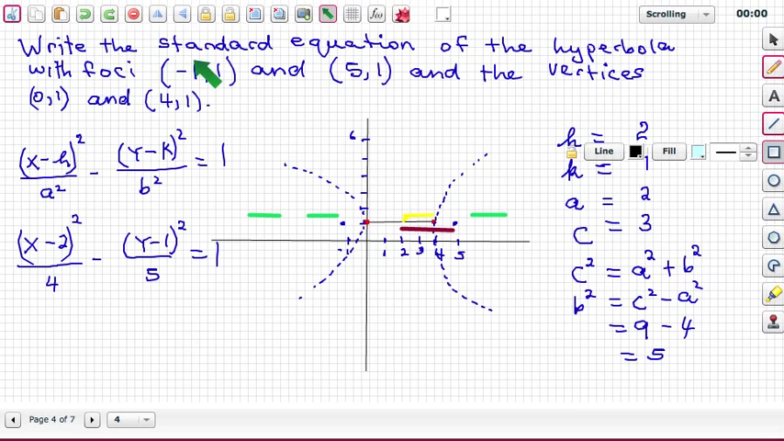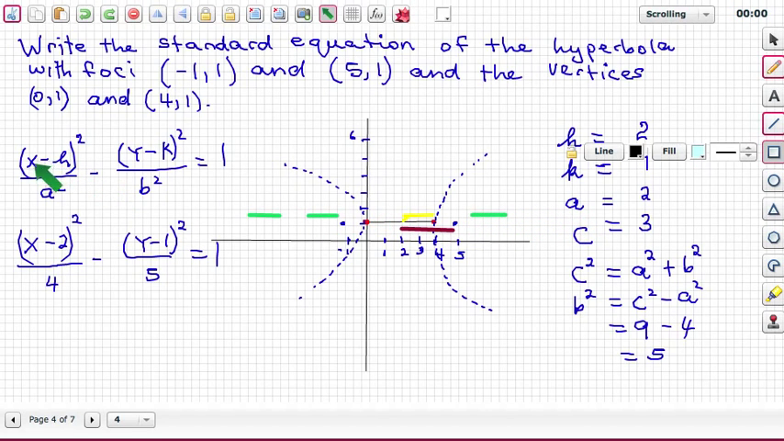Here's a question. Write the standard equation of the hyperbola with the foci (-1, 1) and (5, 1), and the vertices (0, 1) and (4, 1). So again, I will sketch out my x and y axes, and I want to put my given points first. So I know that the foci are (-1, 1), and here's one point here, and the other focus is (5, 1). The vertices are (0, 1), it's the red one here, and (4, 1). And I know that the foci have to be inside the hyperbola, so I know to sketch the hyperbola going this way. And that tells me that the transverse axis is parallel to the x-axis.